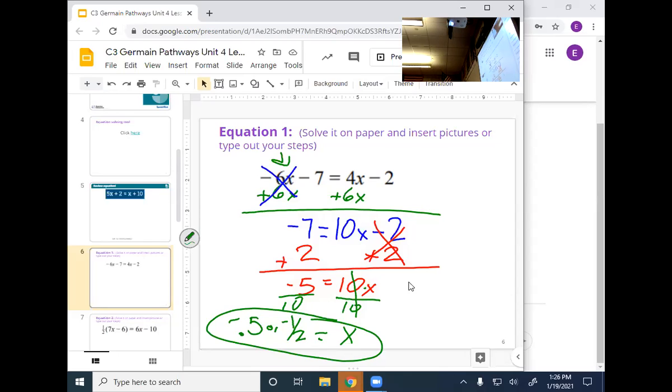Okay, here we go. I don't have my pencil, so I have to just erase like this.